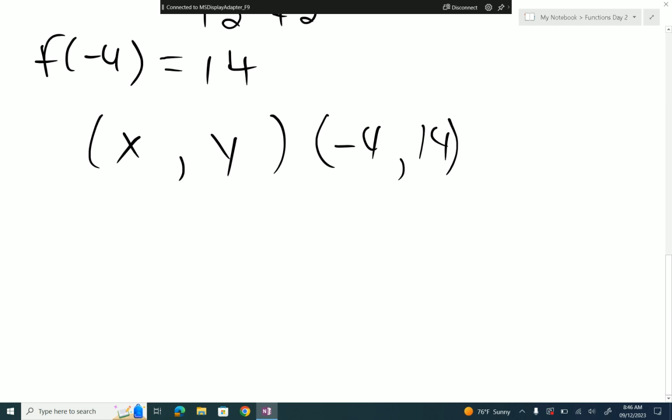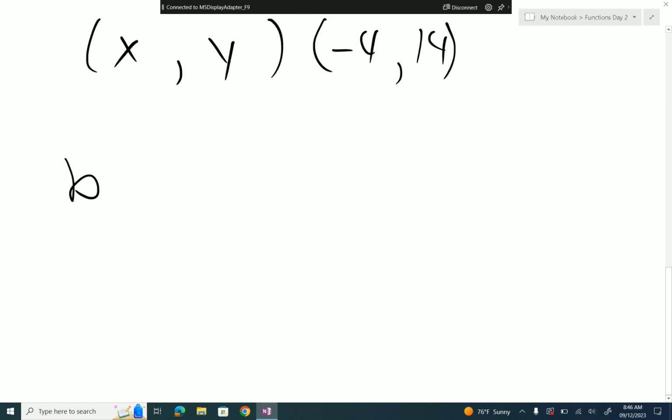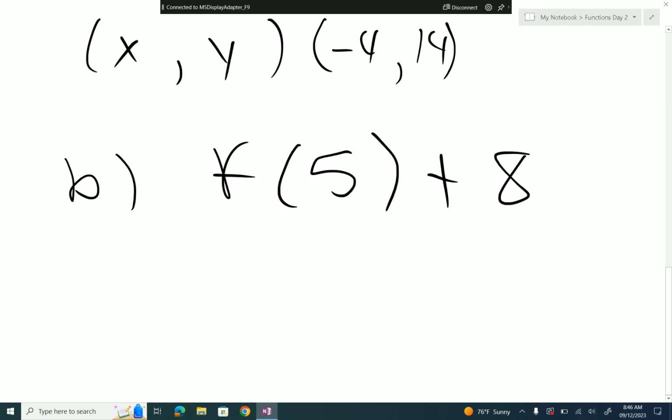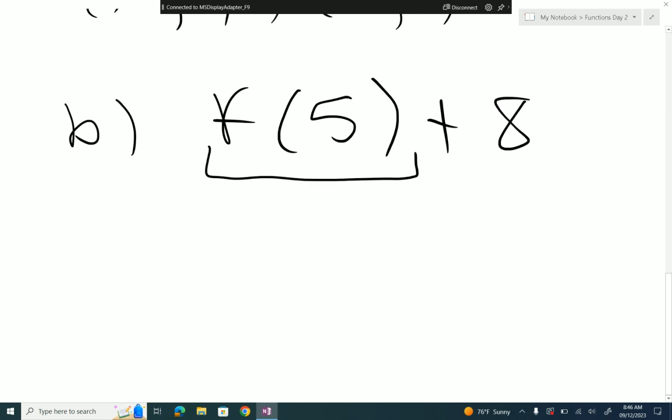Okay. So now, part B says we want to find f of 5, and then we want to add 8. So my first step here, I want to solve for my unknown. I want to solve for that f of 5. So how would I solve for f of 5? What do you think, Raina? -3 times 5 plus 2. Plus 2, perfect.